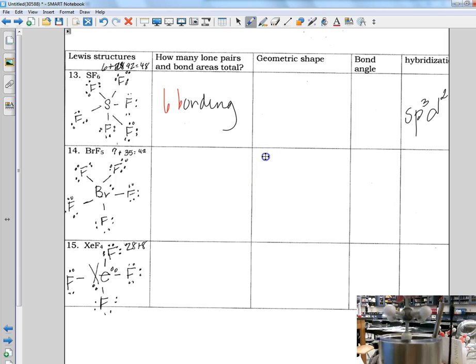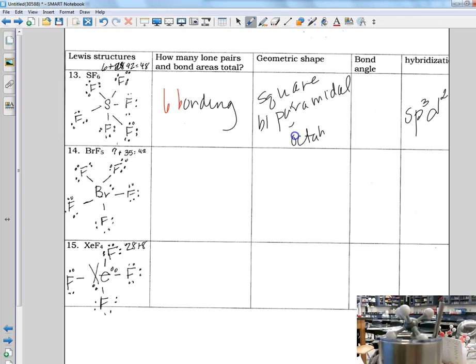We have a pyramid on top and pyramid on the bottom, but these are square instead of triangular. So these are square bipyramidal or octahedral. Will work as well. And all of our bond angles are 90 degrees. That's pretty easy to see.